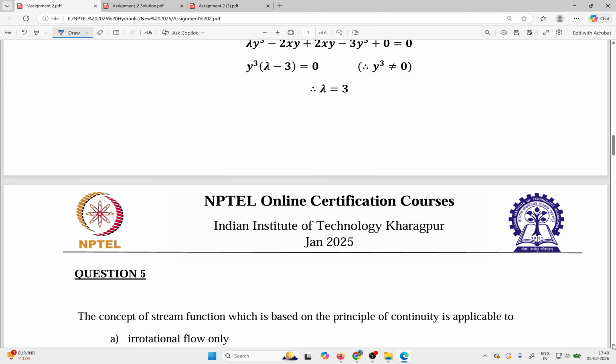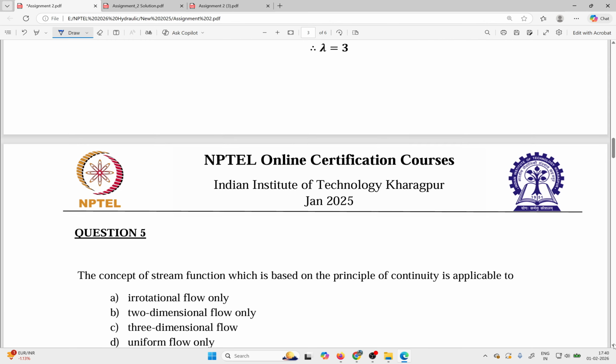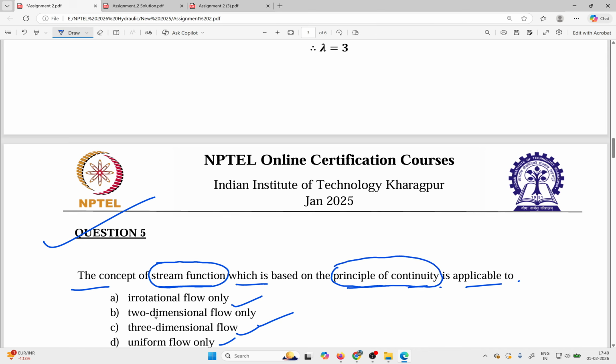Next question. Question number 5. The concept of stream function, which is based on the principle of continuity, is applicable to: irrotational flow only, two-dimensional flow only, three-dimensional flow only, or uniform flow only. These two terms, stream function and continuity, are very important. Remember, please.